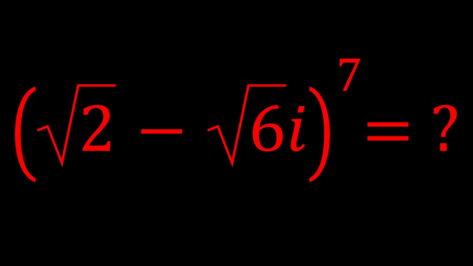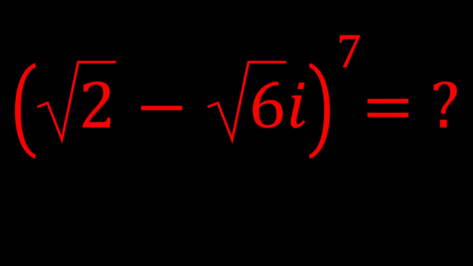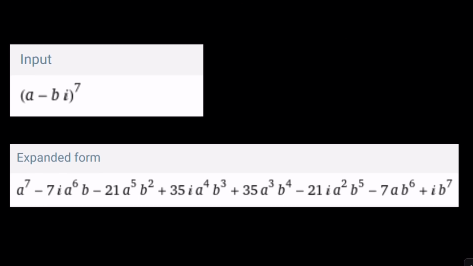Now, when you have to raise something to the 7th power, what are you thinking? Of course, the binomial theorem. So if your input is a plus bi, or a minus bi in this case, because I just chose a to be square root of 2 and b to be square root of 6, and if you plug it in, you're going to get our original expression to the 7th power. As you see, it is in expanded form, a really nice expression, isn't it?